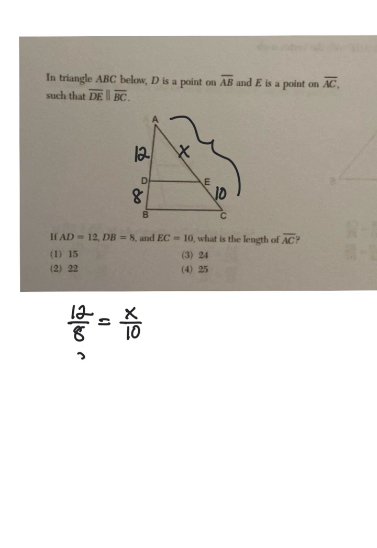Okay, so now I'm going to cross multiply. So I get 8x equals 120. I'm going to divide by 8. And that is going to give me x equals 15. Now remember, that's not what they're asking. But now I know that this is 15. And so now if I want to find the whole thing, I just do 15 plus 10, which is 25. And that's my final answer, which is choice 4.